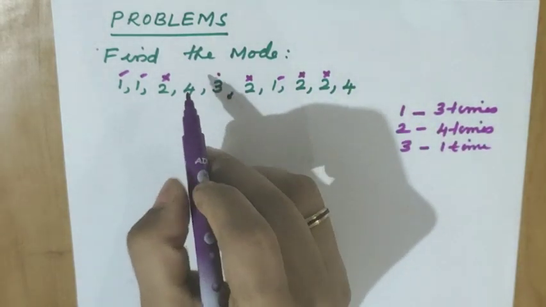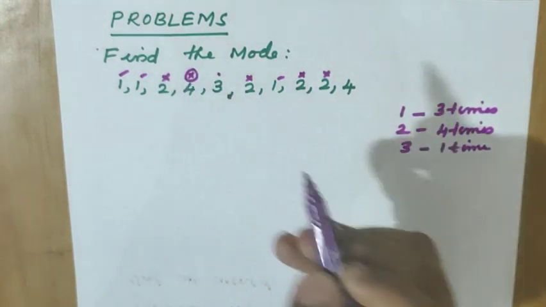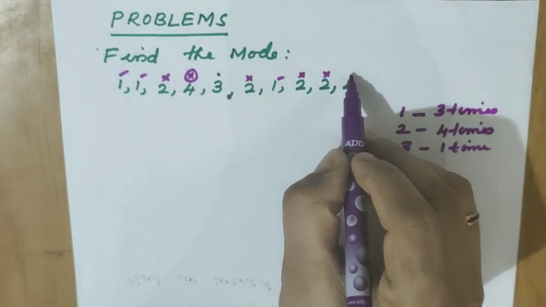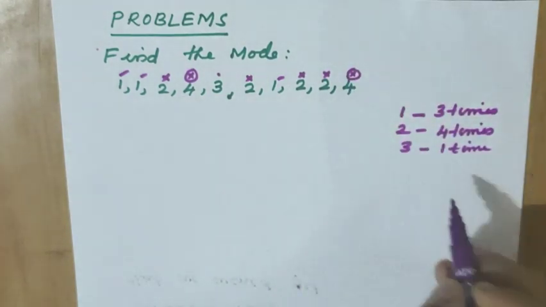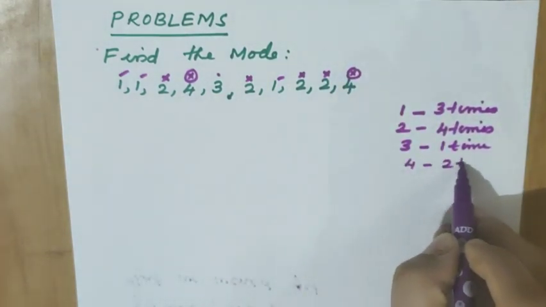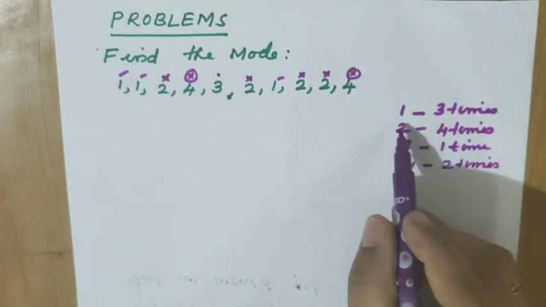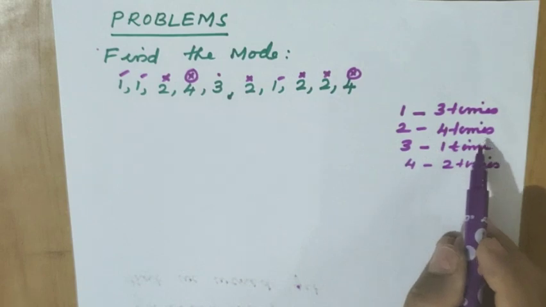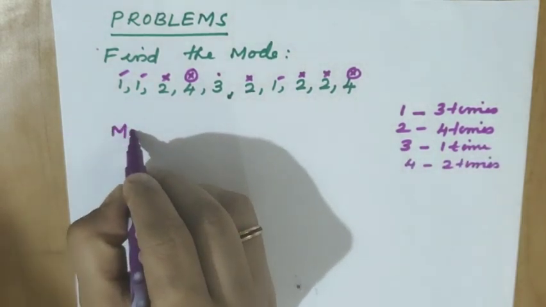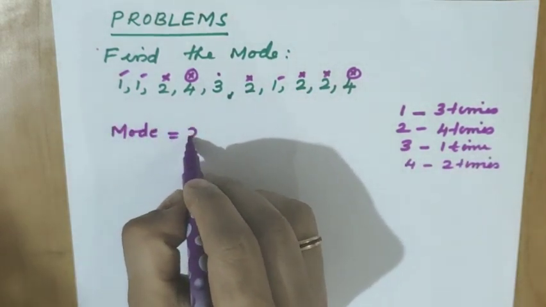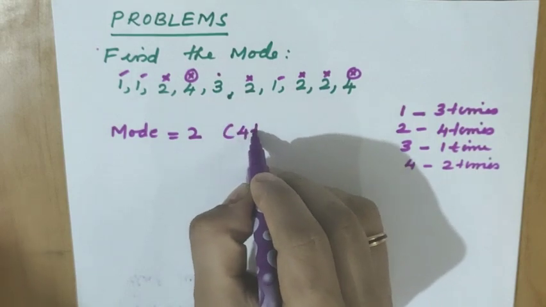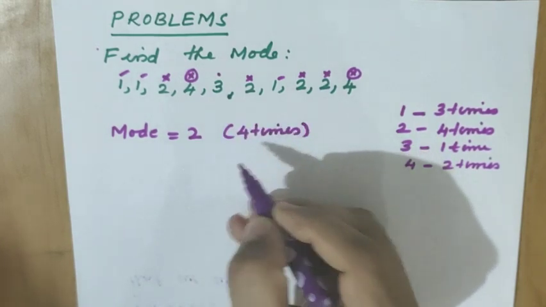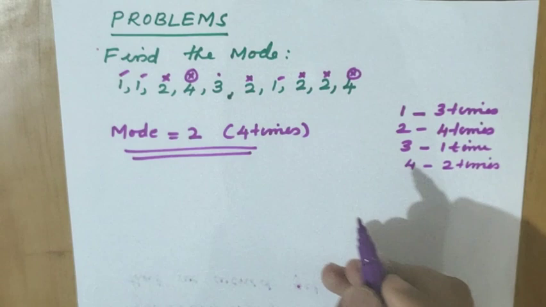Now which is left? 4. That is 2 times. So which is repeated more? 2 is repeated more. So mode is equal to 2. In brackets you write how many times? 4 times. Mode equal to 2. I think you understood it.